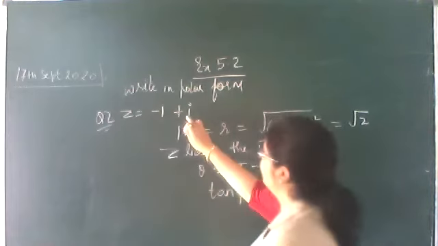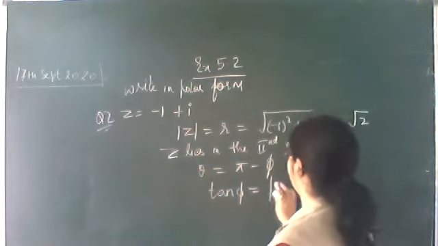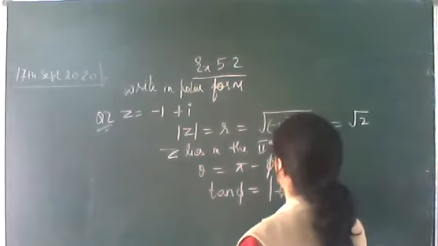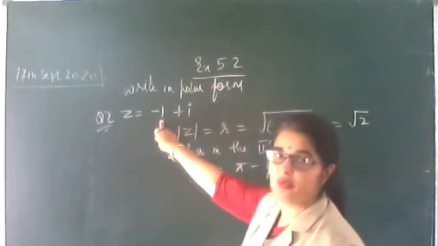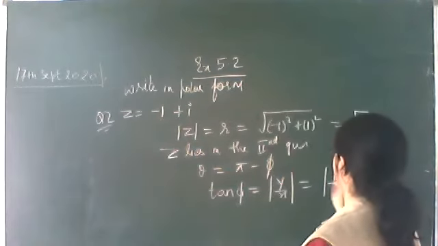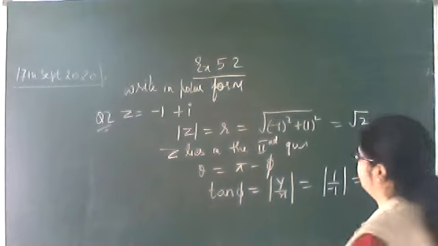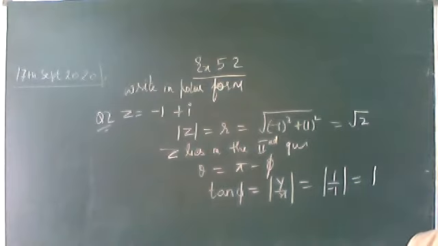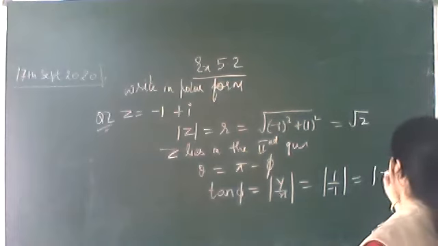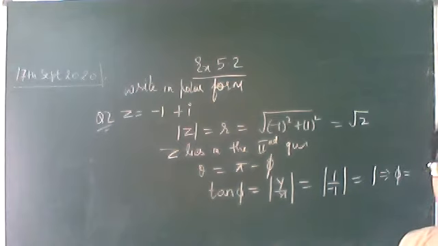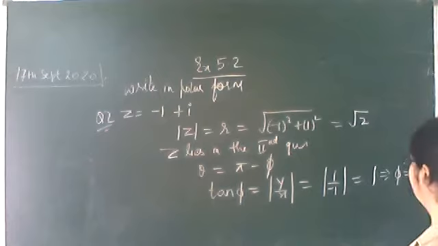Tan phi is equal to modulus of y by x. So it is equal to y by x means what? Y is 1, 1 upon minus 1, which is equal to what? 1 only. Now when the value of tan phi is 1, this implies phi is equal to what? Phi is equal to pi by 4. Very good.